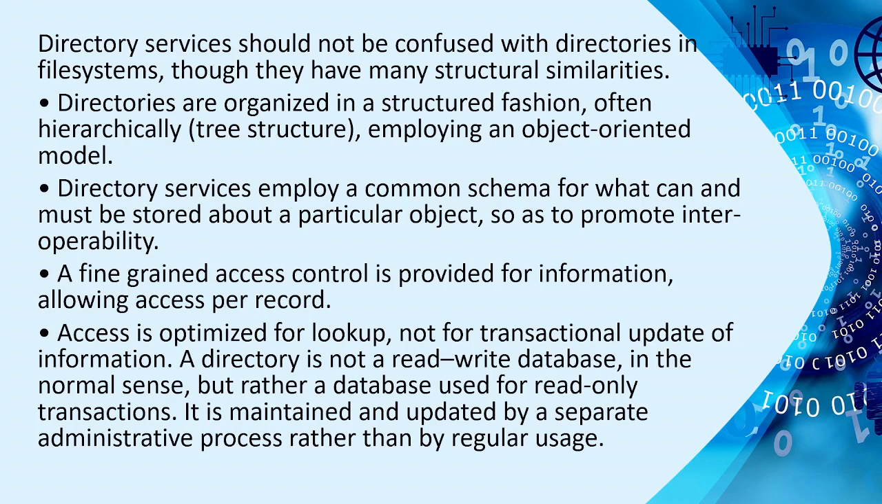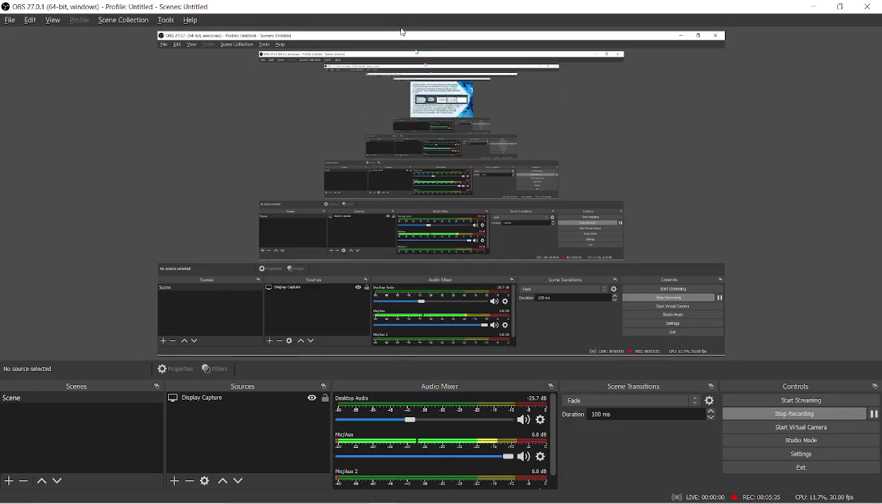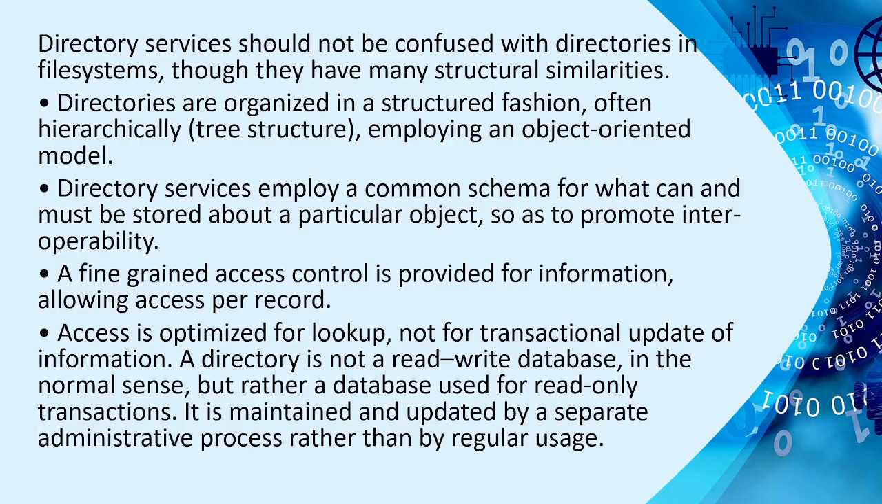Then fine-grained access control is provided for information, allowing access per record. So I mentioned that earlier, that we need to have access control. So we control the users, or what things they can access. Even the action, let's say they can only read a specific file, or delete or edit, save or create on that folder or directory.